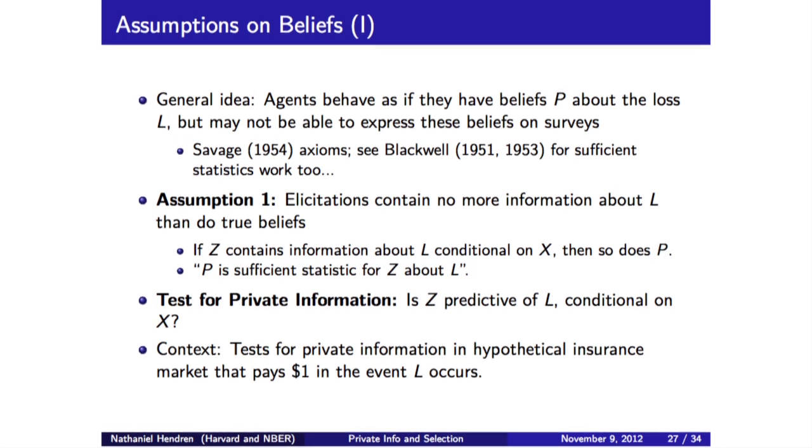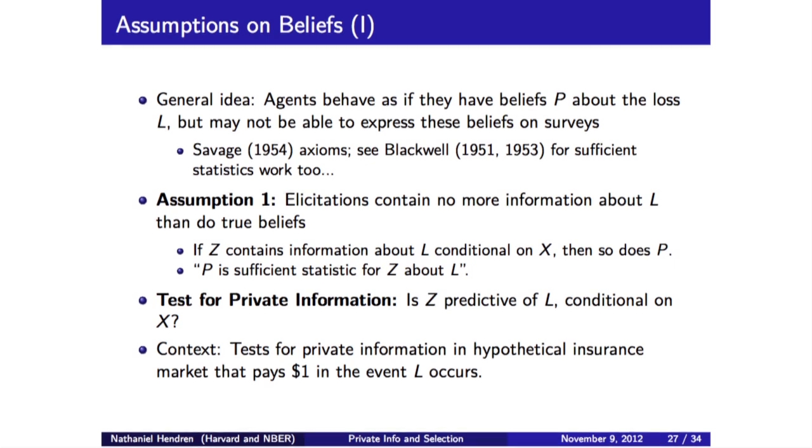So what do I want to assume about these elicitations? Well, I want to assume that people have some beliefs that are governing their behavior, but that the elicitations may not be those actual beliefs. Instead, the assumption that I'm going to make is that elicitations contain no more information about the loss than would true beliefs. What does this mean? So the easiest way to think about the assumption that I'm going to make is that if Z, oh God, I haven't defined Z.